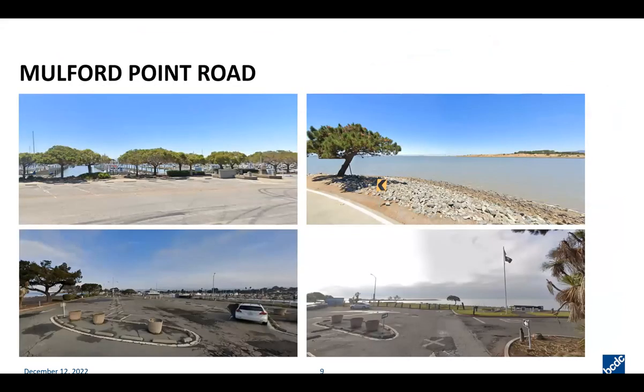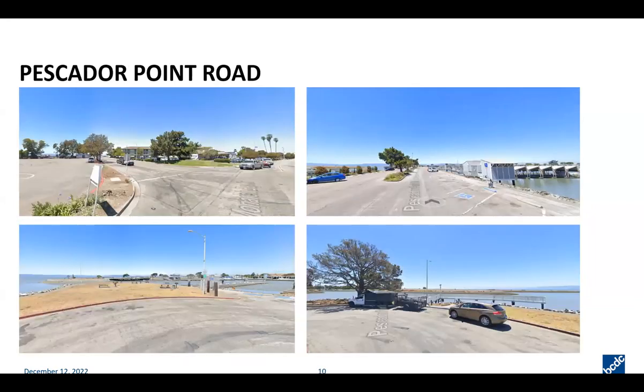And then some views from Mulford Point. Here's from the north at the corner at the northwest and then at the tip. So you can see there's a little public access space at the end. And then the same for Pescador Point. This first is from the southern approach on Monarch Bay Drive going west. And here is the public access area and fishing pier at the end of Pescador Point.